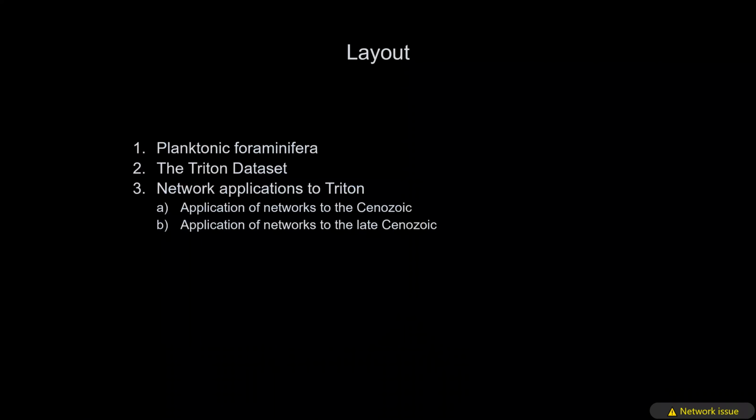So a quick layout of what I'll be talking about today. First of all, I'll give an introduction to the planktonic foraminifera and why I use them, why they're useful for studies such as this, and then a quick review of the Triton dataset, the methodology, why it was created, and why it's useful to studies such as this. And then using Triton for network applications in both the whole Cenozoic and at higher resolution in just the late Cenozoic.